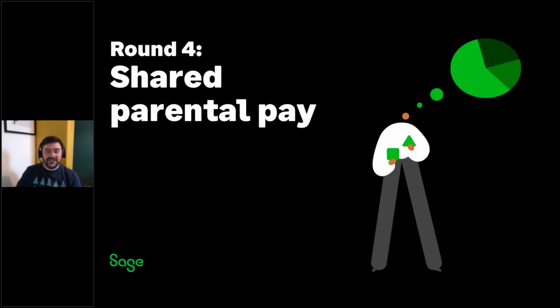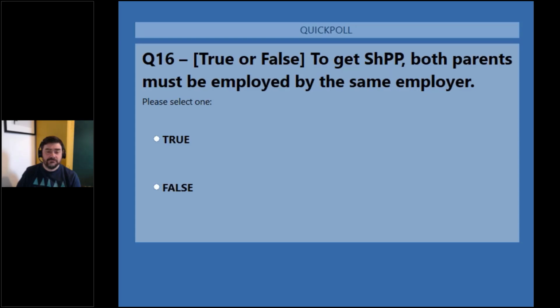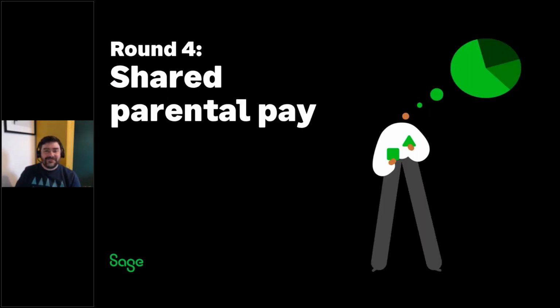And we have our last question of the quiz. So we're going to finish with a true or false. That's on your screen now. True or false, to get shared parental pay, both parents must be employed by the same employer. Is that statement true or is that false? And we'll close that one down. So that was your last question for round number 4.